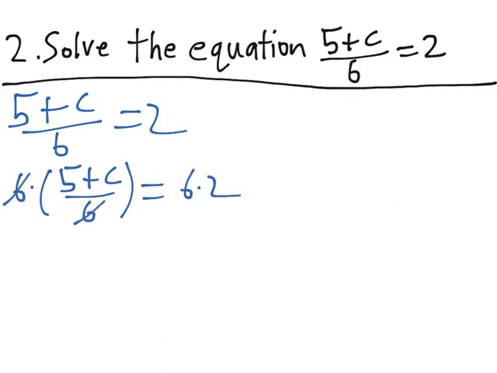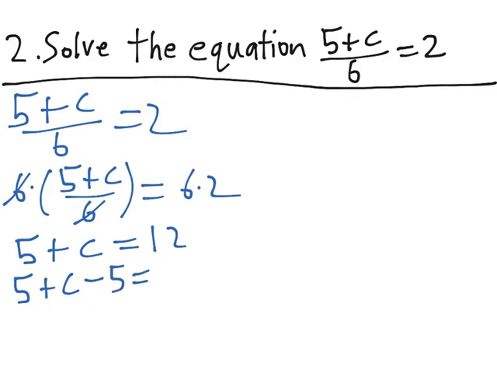Now these 6's will cancel, and we have 5 plus c equals 12. Now let's subtract 5 from both sides. 5 plus c minus 5 equals 12 minus 5. The plus 5 and the minus 5 cancel, and we have c equals 7.